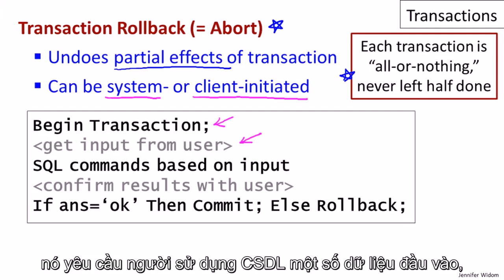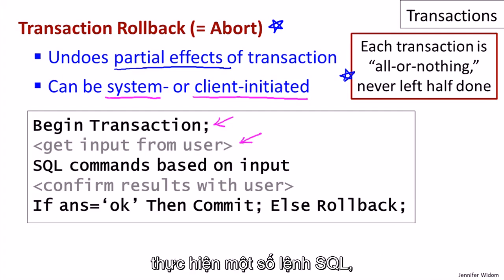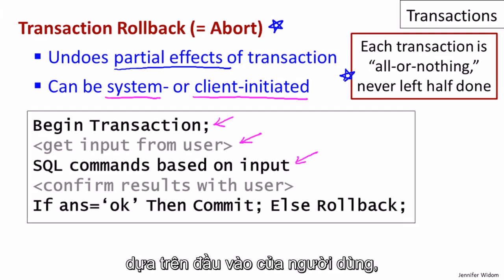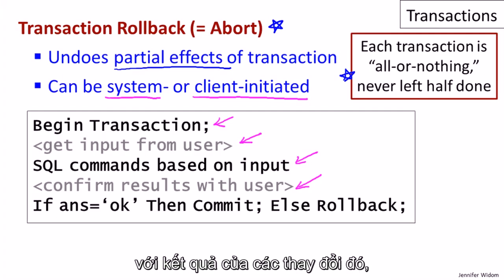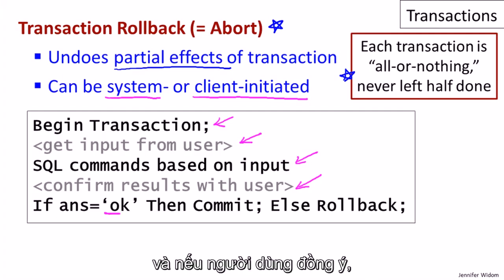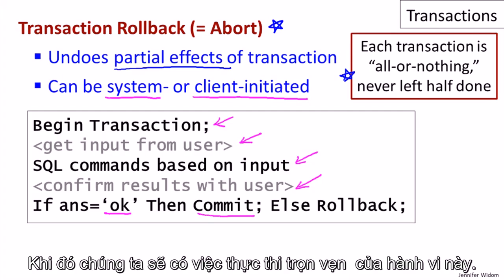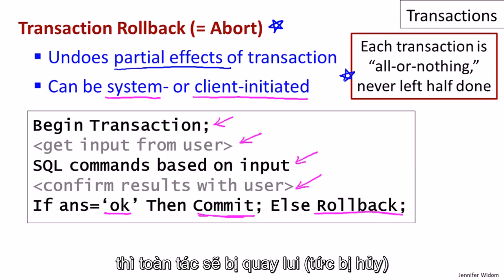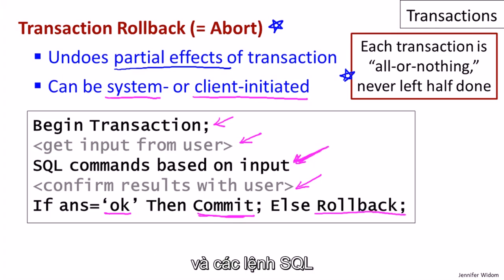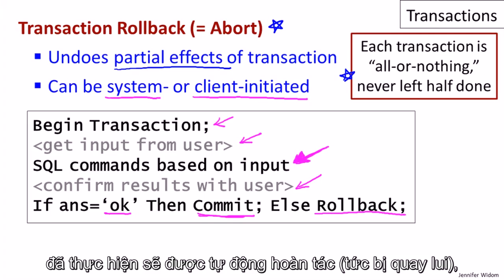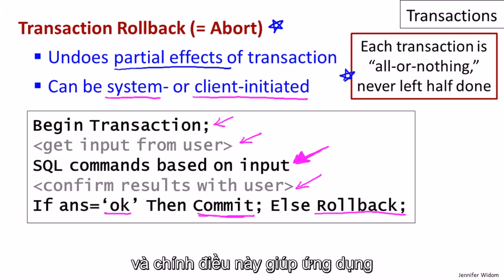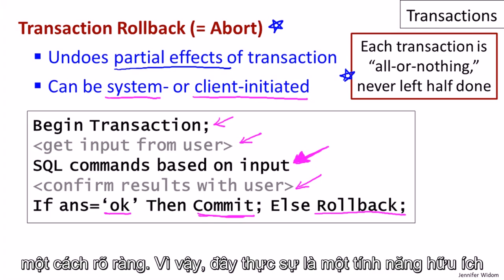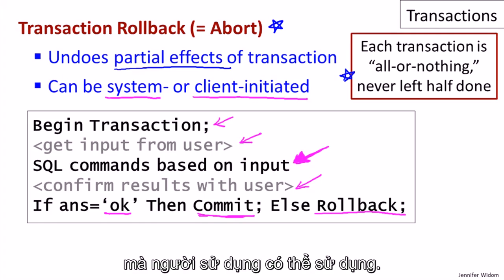It asks the database user for some input. It performs some SQL commands, maybe some modifications to the database based on the input from the user, confirms that the user likes the results of those modifications, and if the user says okay, then the transaction is committed and we get an atomic execution of this behavior. But if the user doesn't say okay, then the transaction is rolled back and automatically these SQL commands that were executed are undone, and that frees the application from writing the code that undoes those commands explicitly. So it can actually be quite a useful feature for clients to use.